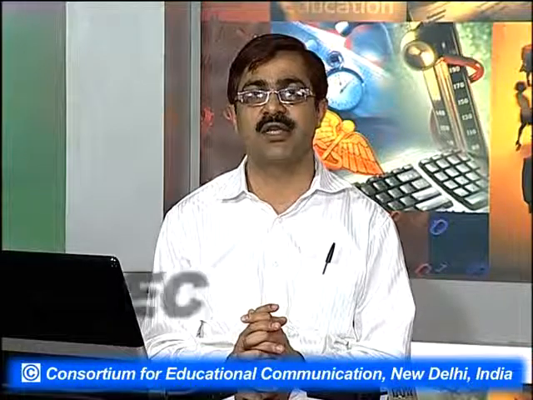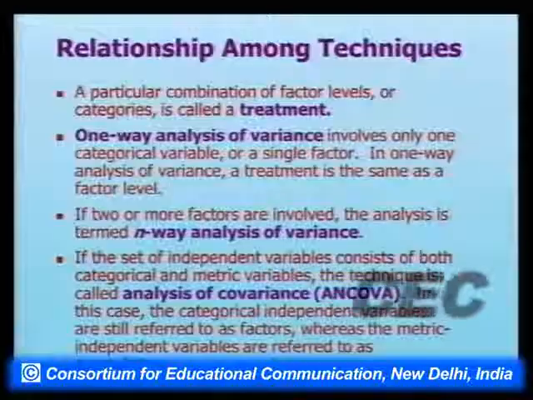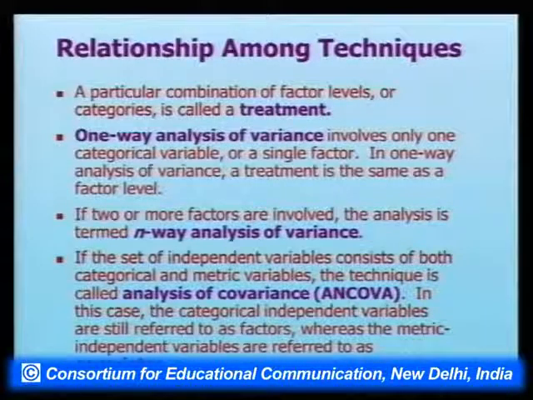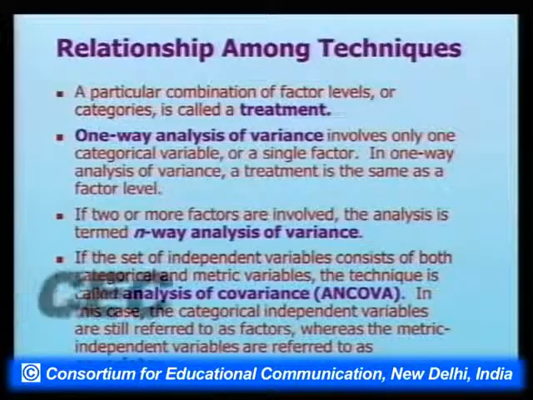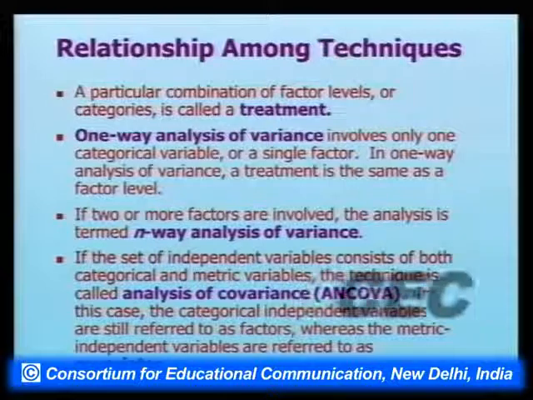A particular combination of factor levels or categories is called a treatment. In one-way analysis of variance, there is only one independent variable which is categorical, and there is only one dependent variable, which is metric, measured either on an interval scale or on a ratio scale. If two or more factors are involved, then if there are two factors, it is called two-way analysis of variance. If there are n factors, similarly, it is called n-way analysis of variance.